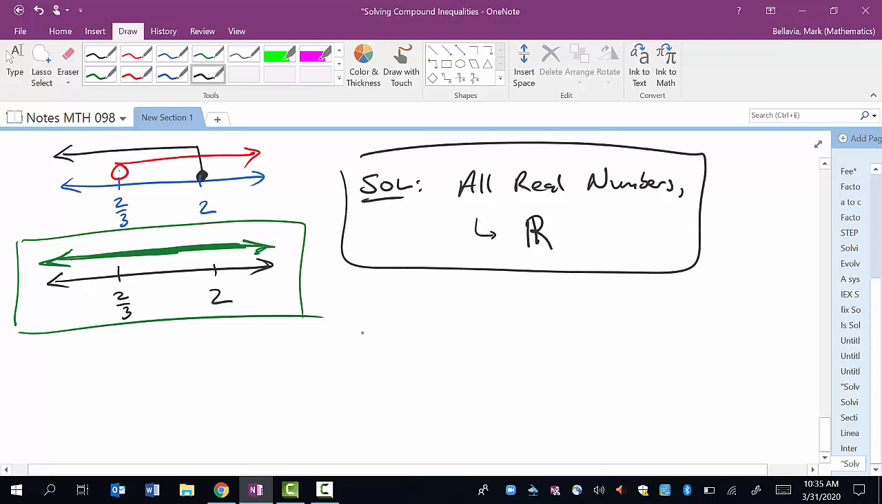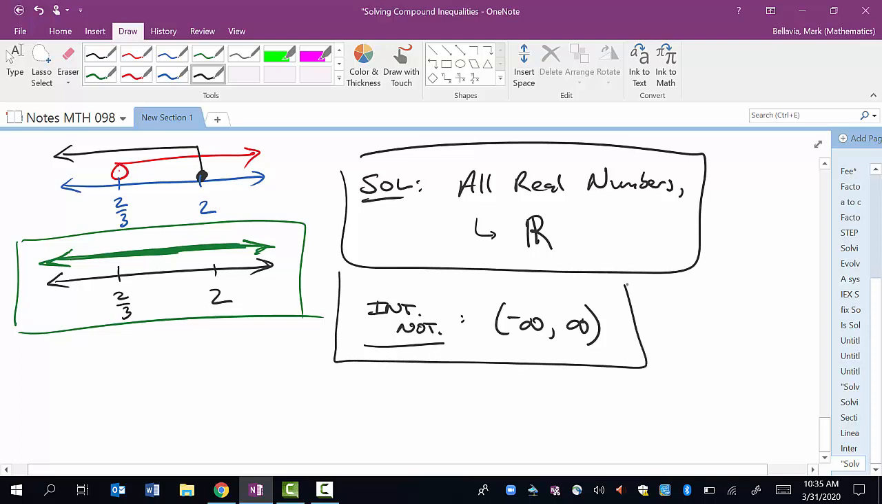If we were going to write this in interval notation, well, my solution really is everything to the left. How far out to the left you go? Well, you go out to negative infinity, so it's parentheses negative infinity. How far to the right you go? Well, you go out to infinity. So it's everything. It's all real numbers. Parentheses on the ends because you can never include the negative infinity or the positive infinity. So for interval notation, all real numbers is just negative infinity to positive infinity. It covers all of them. Parentheses on the ends.